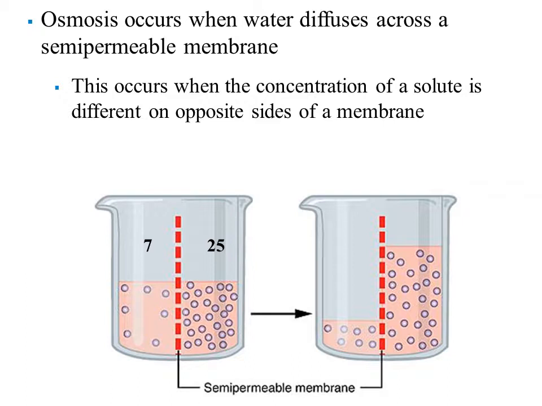If the left side had 7% sugar and the right side had 25% sugar, the right side is going to be diluted so that it will be equal to the left side. So you want to have 7% sugar and 7% sugar on both sides. In order to achieve that, water has to move from the left side to the right side to dilute the concentration of sugar. That movement of water is referred to as osmosis.